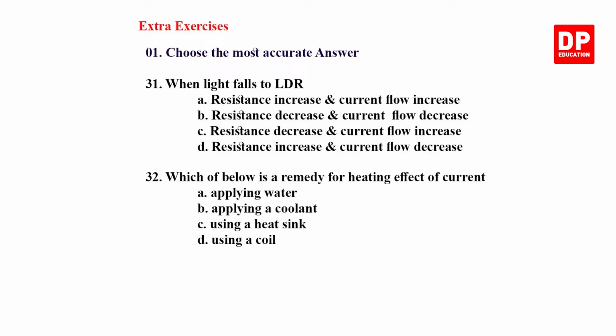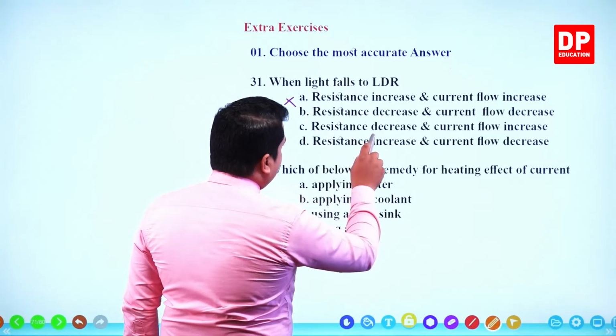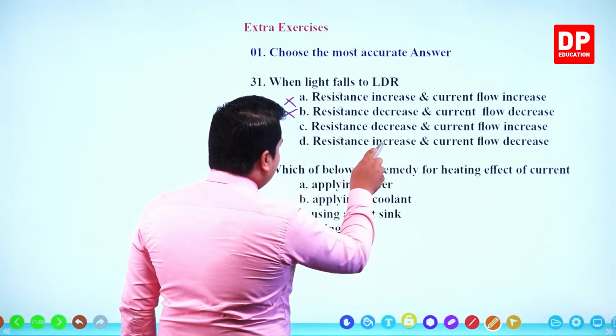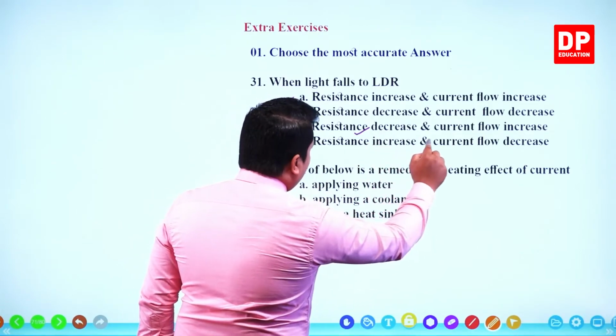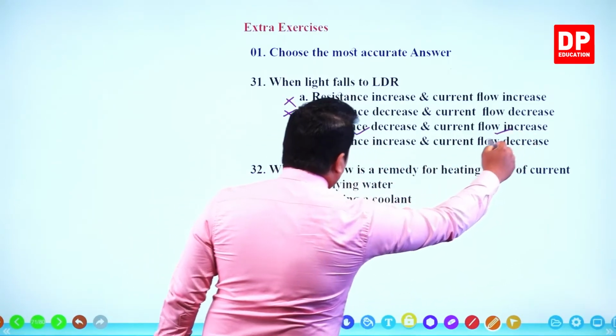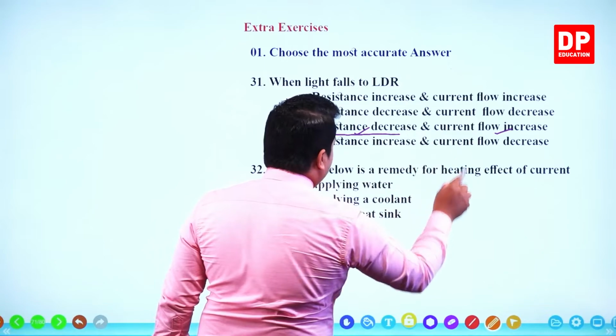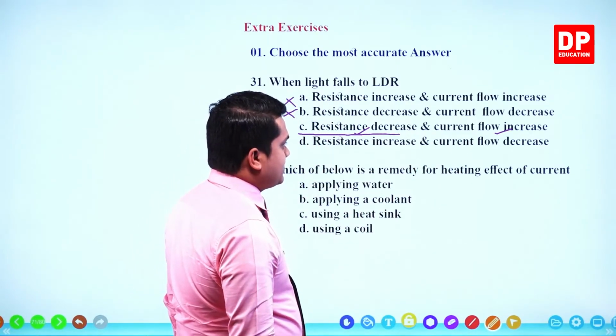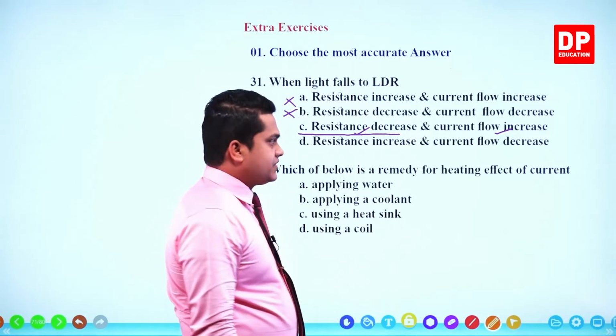Low resistance increase, incorrect. Resistance decrease, current flow decrease, incorrect. Resistance decrease, correct. Current flow increase, correct. Both the things are correct. So this should be our answer: resistance decrease and current flow increase, as they are showing opposite relationships.